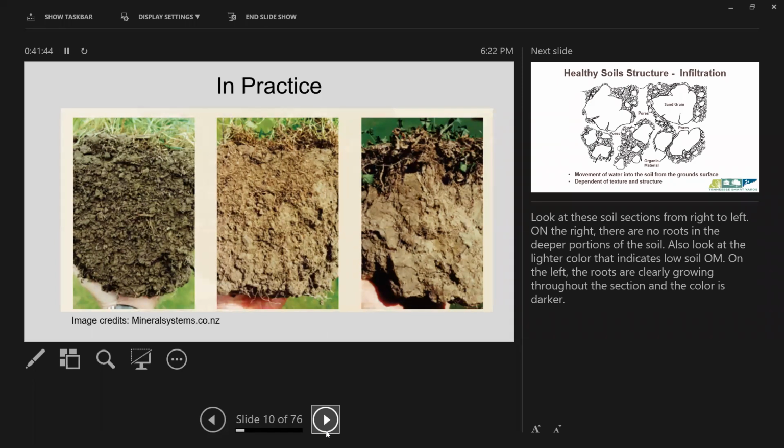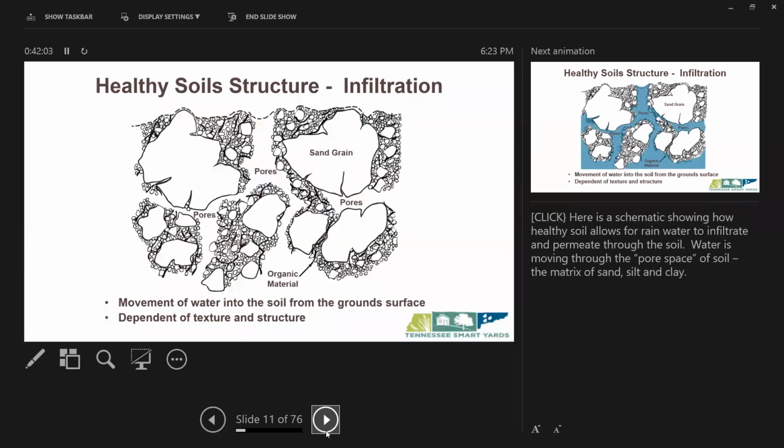So the left is what we want our soil to look like, to be friable, to be workable, a happy place for the roots to live. And so by adding organic matter, you're going to get to that point. So you can take the one on the right and you can make it into the one on the left by the addition of organic matter over time.